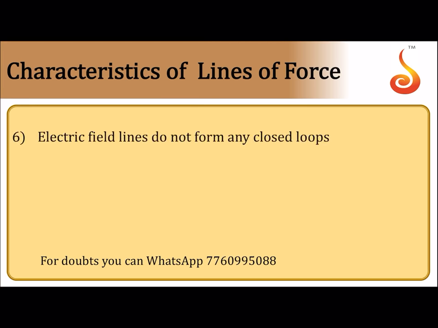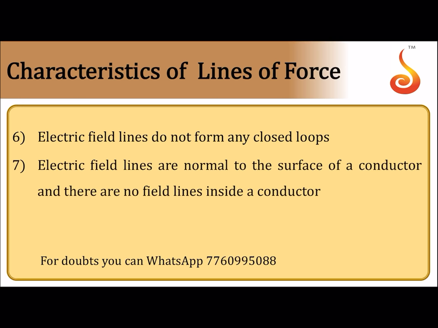Next, number 6. Electric field lines do not form any closed loops. So electric field lines will have to start from a positive charge, end on a negative charge, or it will have to start from positive charge and go to infinity, or from negative charge and go to infinity. It cannot form a loop. So any diagram you see, anywhere you see, you will not find electric field lines forming closed loops. That is not possible.